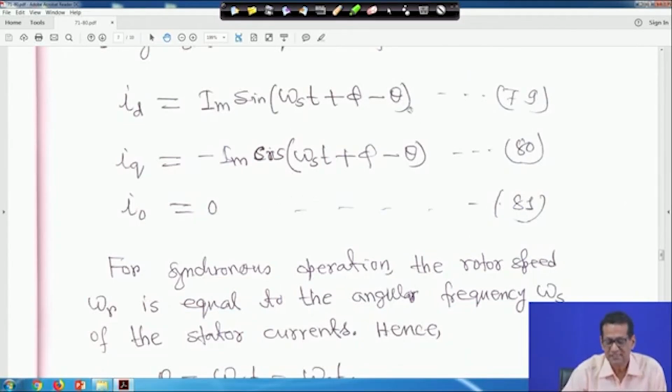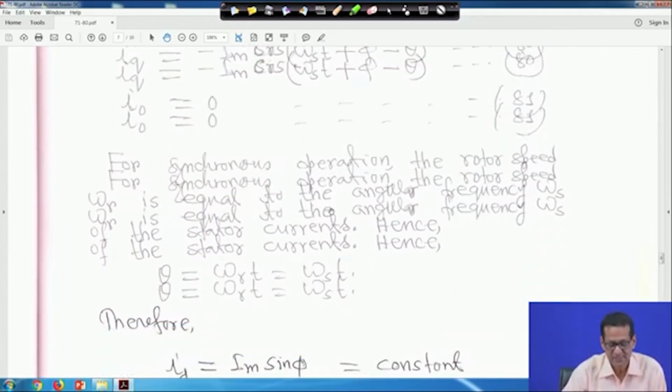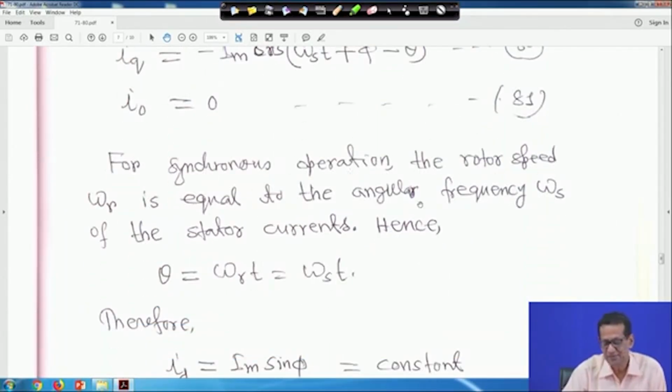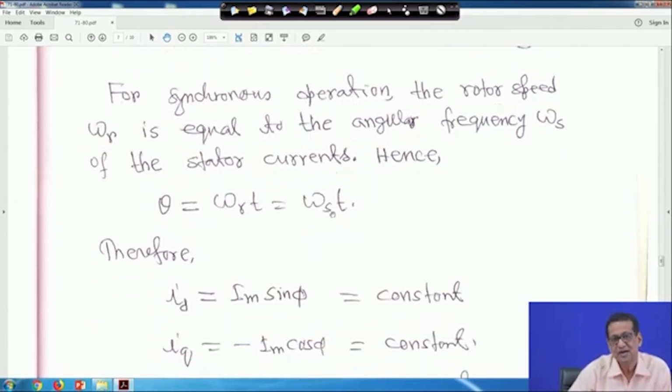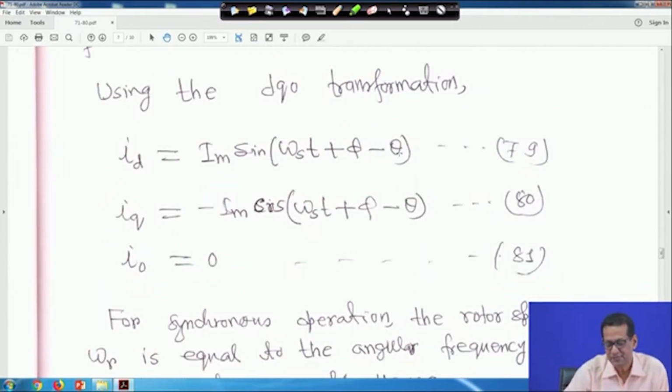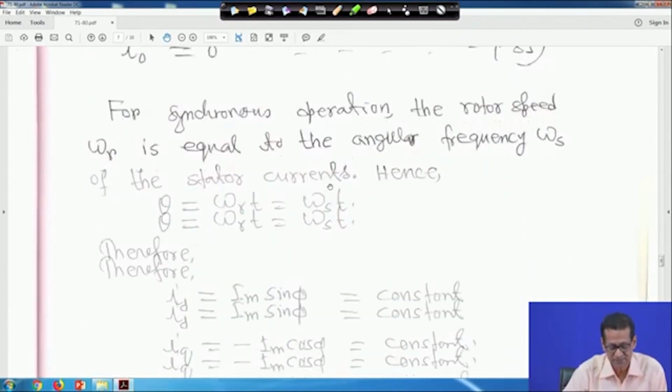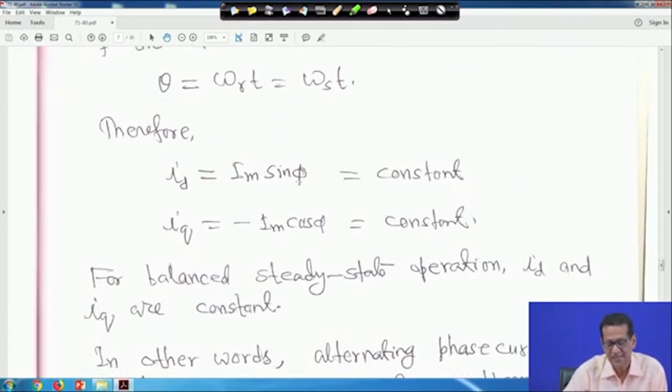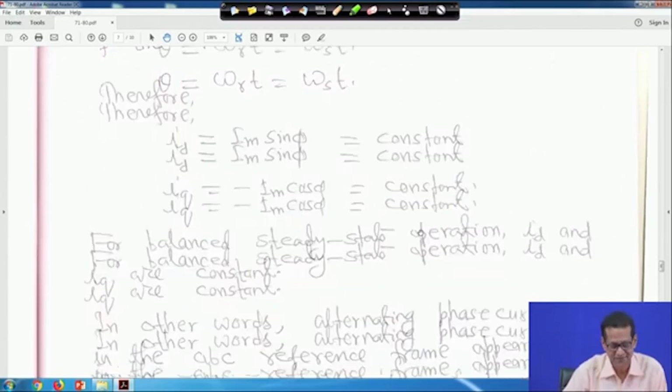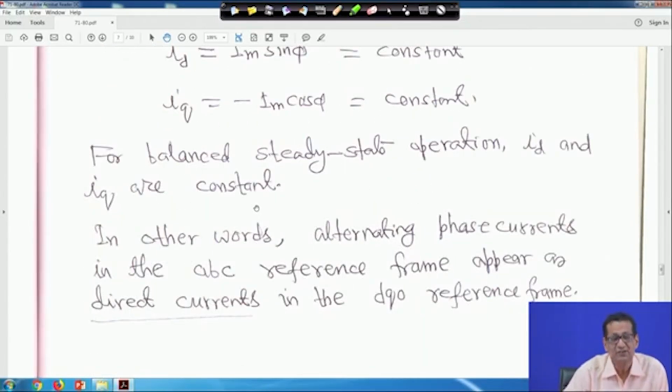Now, we know that because the machine rotates at synchronous speed, theta is equal to omega r t is equal to omega s t. That means for synchronous operation, the rotor speed omega is equal to the angular frequency omega of the stator current, right? Same thing. Therefore, theta is equal to omega r t is equal to omega s t. That means here if you put theta equal to omega s t, then omega s t will be cancelled, only sin phi and cos phi will be there. So, id is equal to Im sin phi, so it is a constant, and similarly iq is equal to minus Im cos phi, that is also constant, as if they are DC currents, right? For balanced steady operation, id and iq are constant, right?